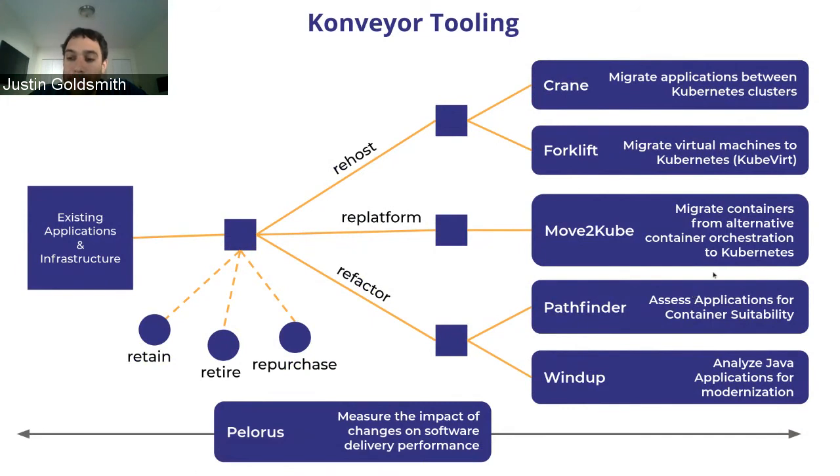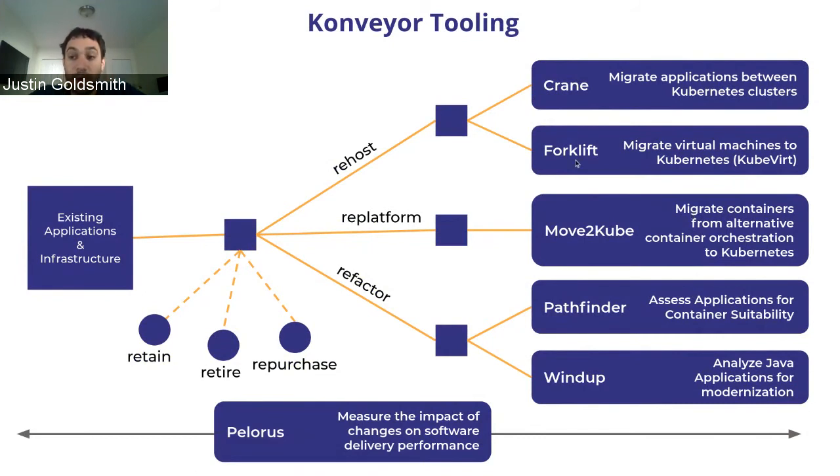Pathfinder is the tool for assessing an application's suitability for containers. It's questionnaire driven, to learn more about our applications. Ryan talked a little bit about move2kube already. This could have been really useful for us when we did our Bluemix migration. I just don't think it was really around yet, because Bluemix was Cloud Foundry based. So moving from a Cloud Foundry solution to OpenShift, this really could have helped.